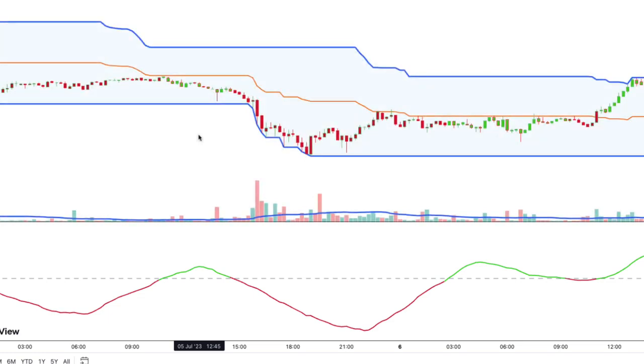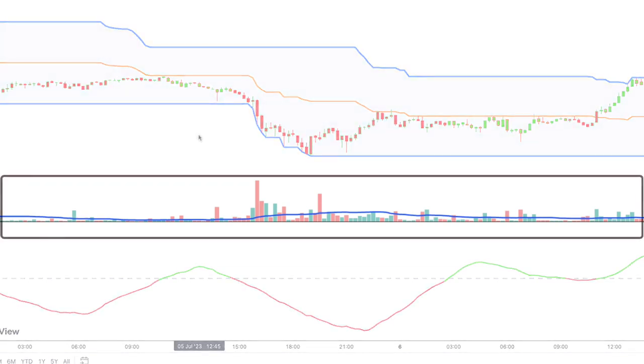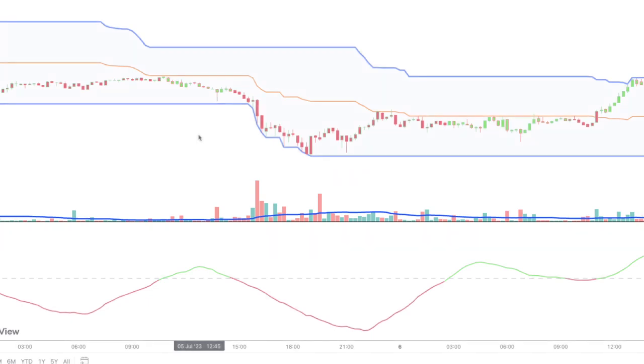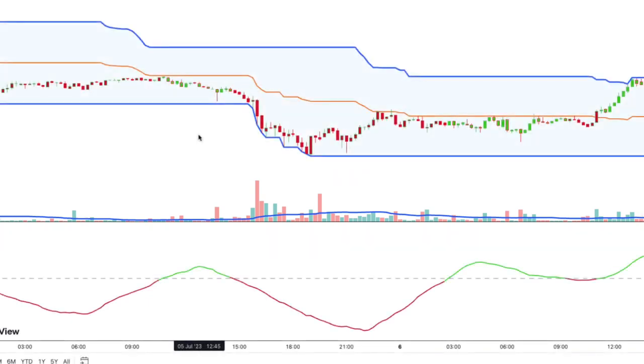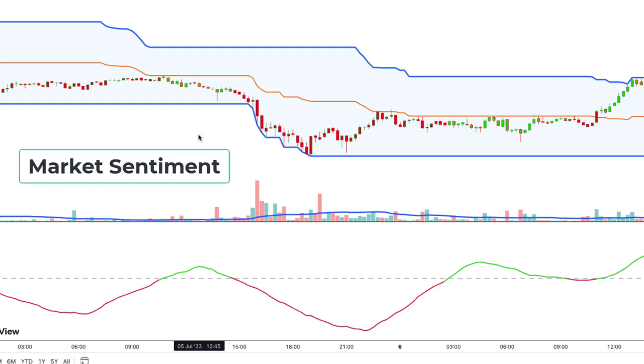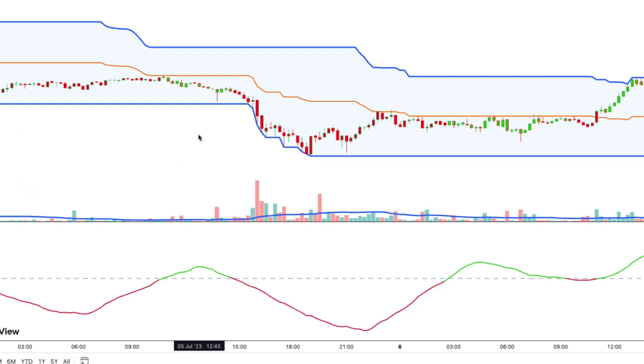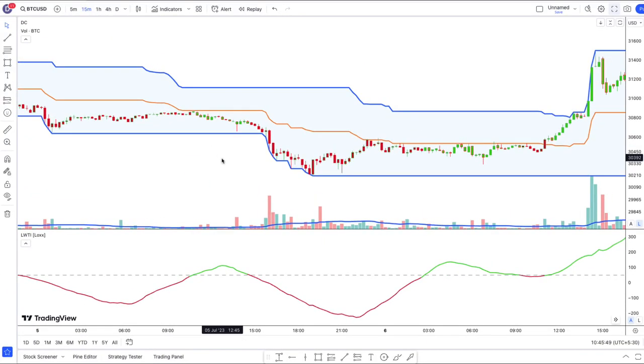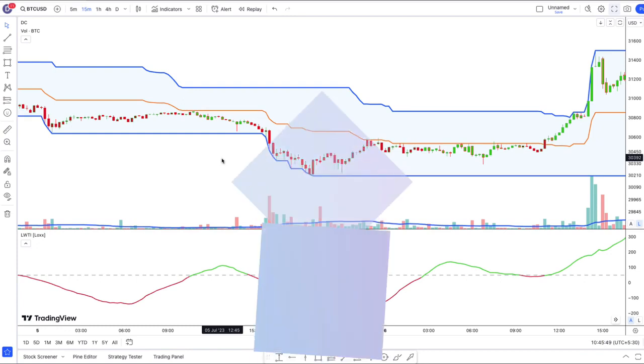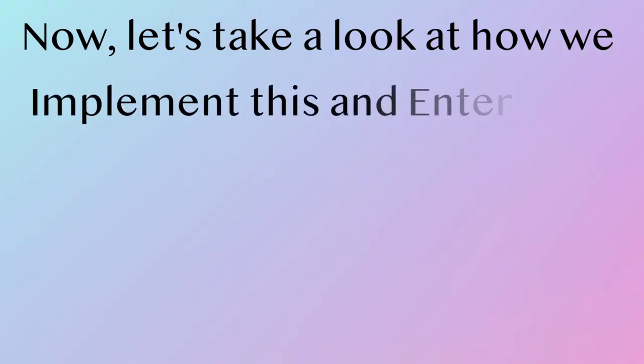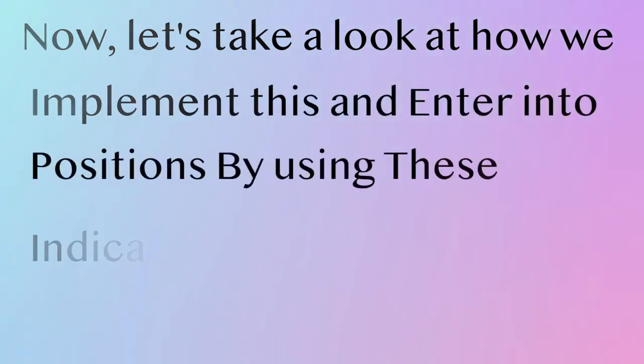However, before we can enter into the position, we will need to make sure that there is enough volume in the market. In order to do this, we will be using the volume indicator. This combination allows us to assess price action, market sentiment, and liquidity, providing a more comprehensive view of market dynamics and enhancing the accuracy of our trading decisions. Now, let's take a look at how we implement this and enter into positions by using these indicators.